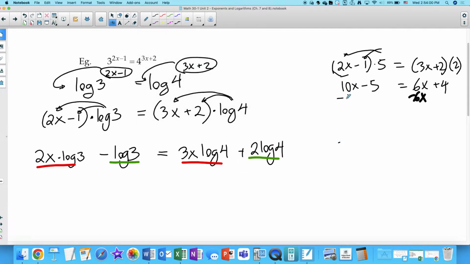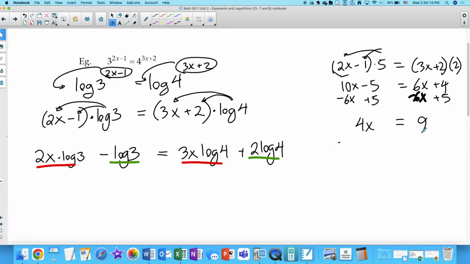Okay. Now I'm also at the same time going to add 5 to both sides so that my numbers are all on my right. And I have here 10x minus 6x is 4x. Negative 5 plus 5 is 0. Equals this is 0, 9.